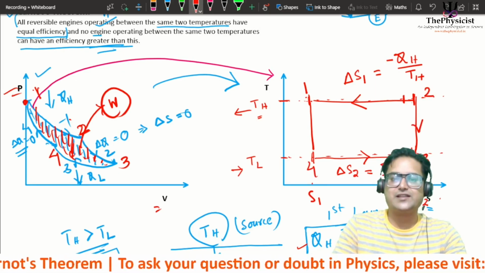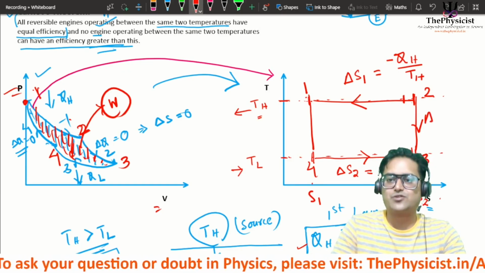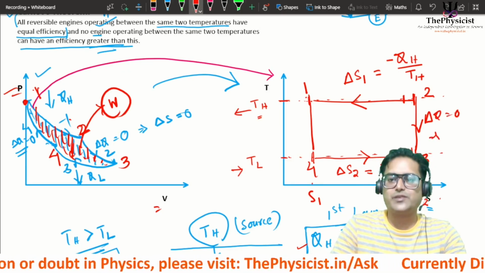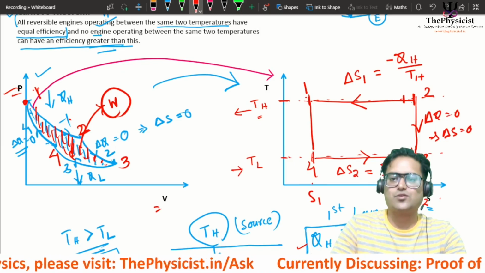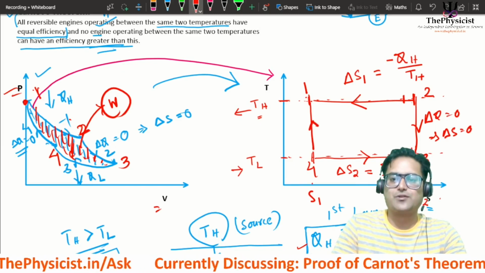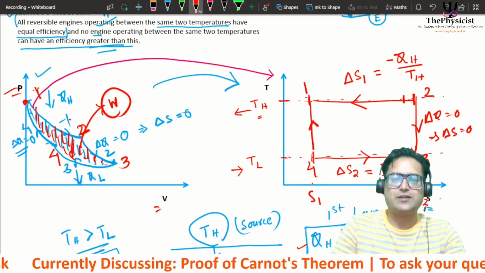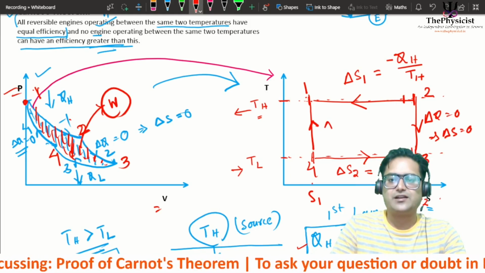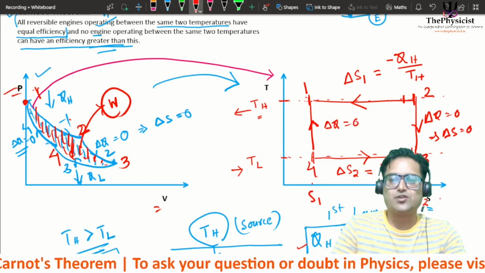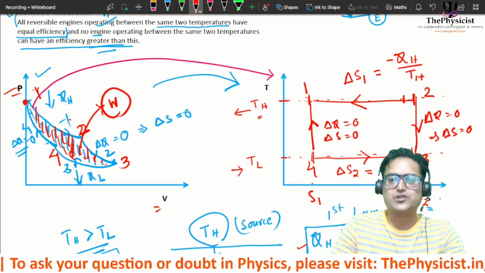So 2 to 3 is an adiabatic process, no heat supply, so delta Q is 0. That also means the change in entropy in this process is 0. Similarly, this is also an adiabatic process, 4 to 1. That means here the net exchange of heat is 0, so the net change of entropy is also 0.